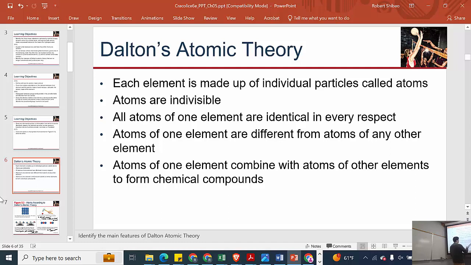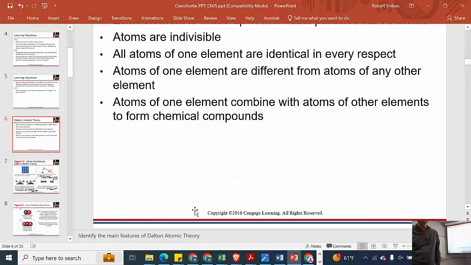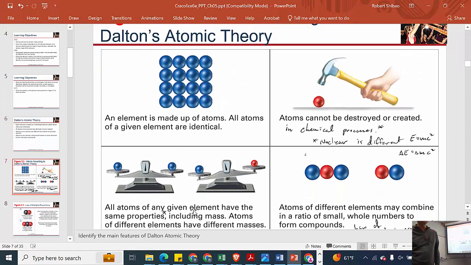Atoms of one element are different from atoms of any other element. That's true. So hydrogen atoms are different than helium atoms. They have totally different properties. You don't have to memorize any of these. Atoms of one element combine with atoms of other elements to form compounds, chemical compounds. So we know that. So we can just look at this or try to visualize this pictorially here. This is Dalton's atomic theory.